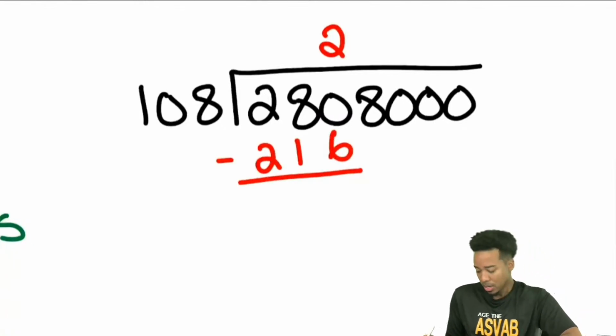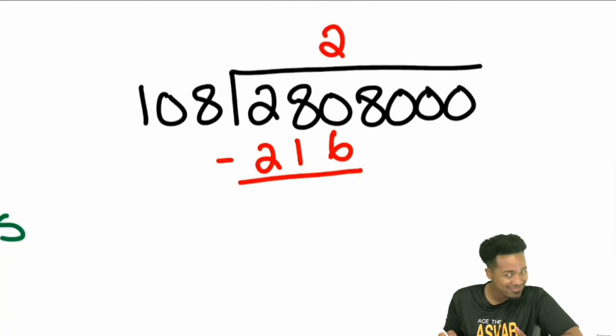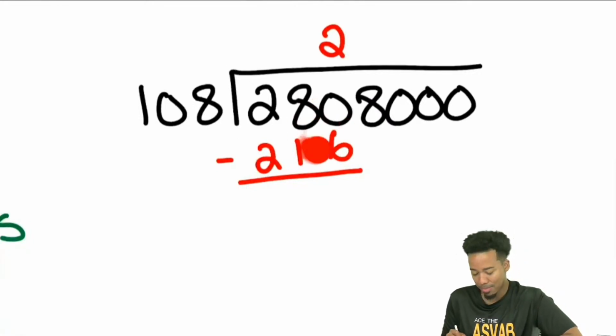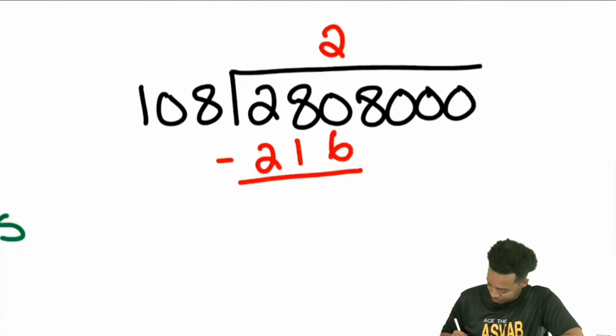Okay, great. 280 minus 216, what's that going to be, everybody? Because we have a 0 minus 6, not going to work. So 80 minus 16, what's that going to be? 64. That's right. Okay, cool. So we have our 64 right over here.